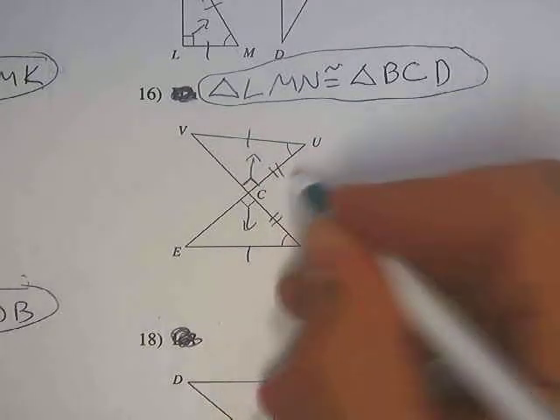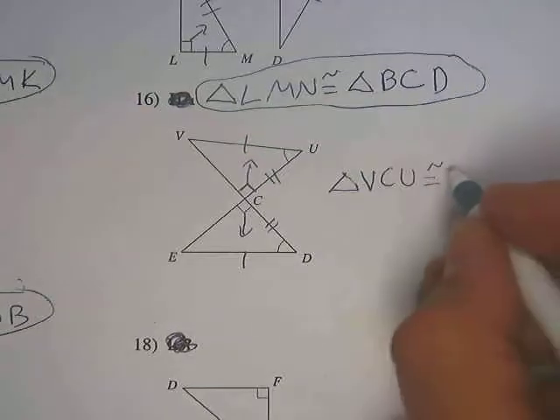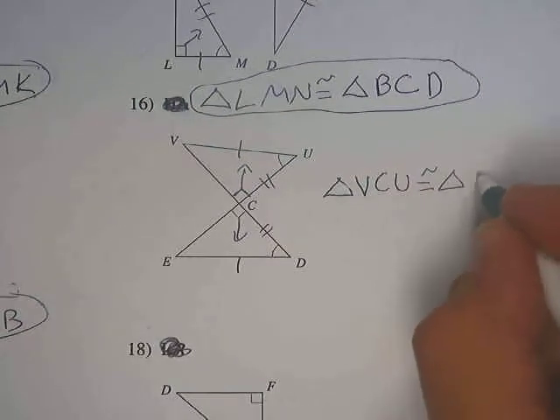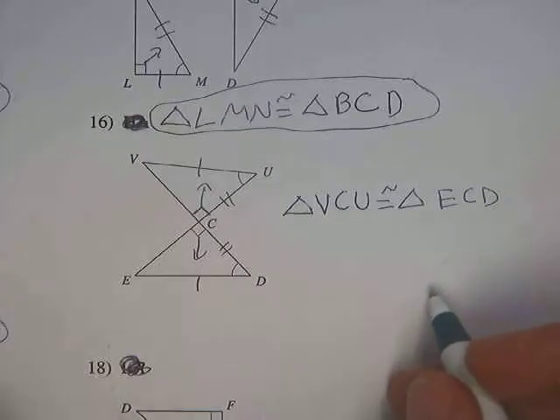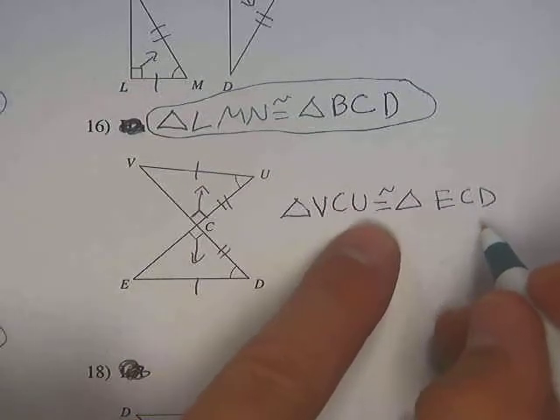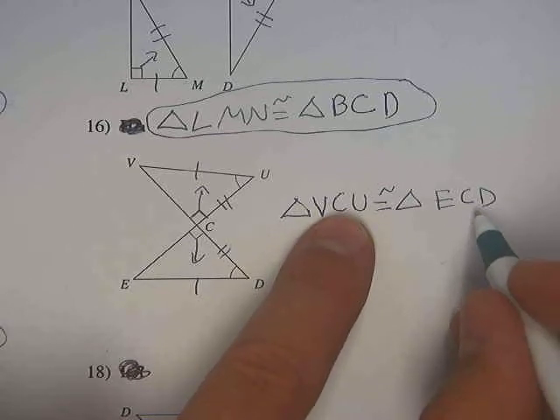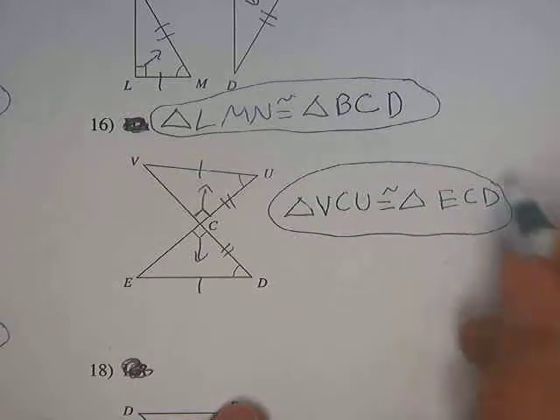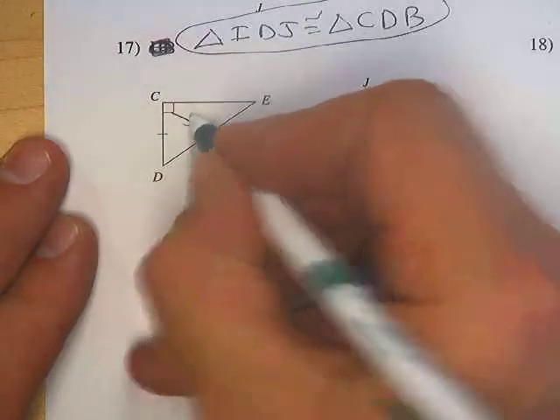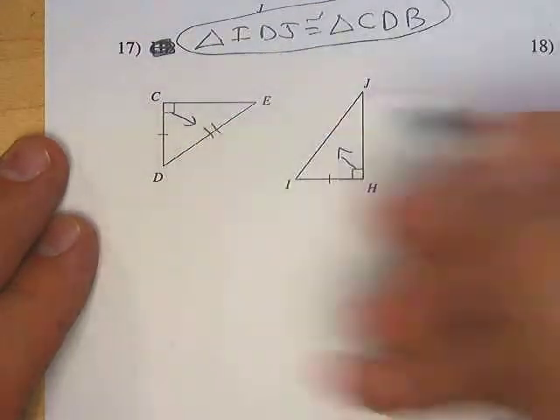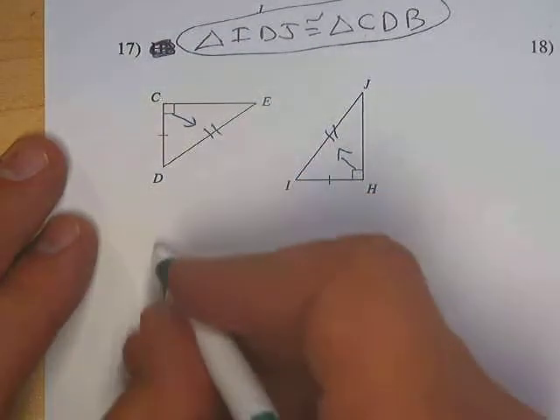All right, number 16. Vertical angles here. They're right angles, so hypotenuses are congruent. The leg is congruent. So we have triangle VCU. That's congruent to triangle ECD. If I check that over, C's are congruent, the U and the D are congruent, and CU is congruent to CD. Those are congruent right here.